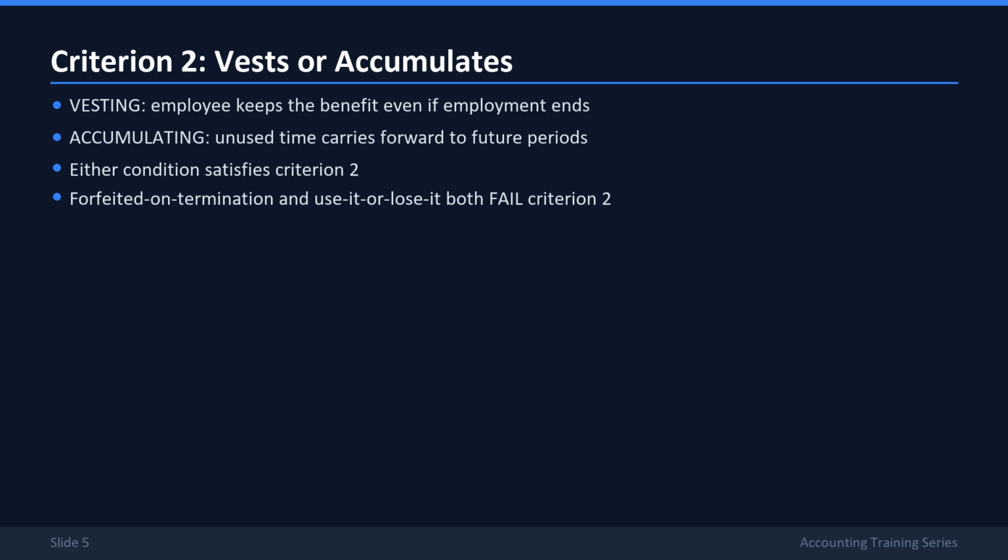The second criterion is that the right to the compensated absence must either vest or accumulate. Vesting means the employee retains the value of the earned time off even if employment ends, typically through a cash payout on termination. Accumulating means unused time carries forward to a future period if not taken in the current period. Either condition satisfies criterion 2. If the policy is purely use it or lose it with no carryover and no payout on termination, criterion 2 fails and no accrual is required.